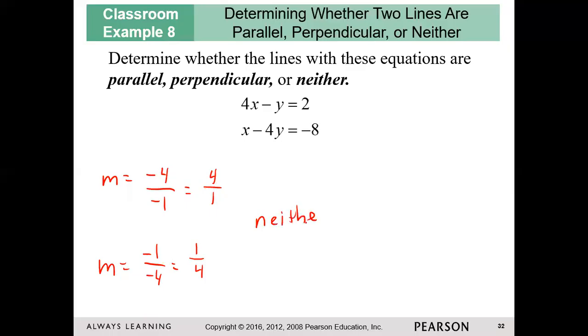Remember, in order to be parallel, they have to be exactly the same. These are not exactly the same. This is 4/1 versus 1/4. And in order to be perpendicular, they have to be opposite reciprocals. These are not opposite reciprocals, so therefore it's going to be neither. These lines will intersect because obviously if they didn't intersect, they would be parallel, but they don't create that special intersection of a 90-degree angle.